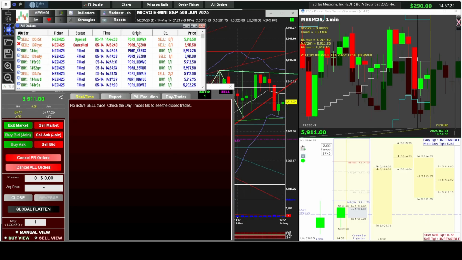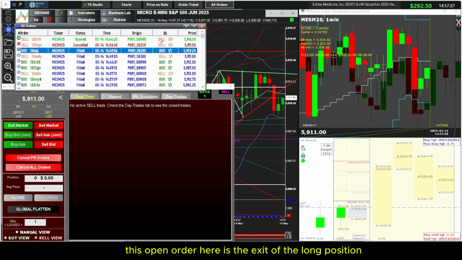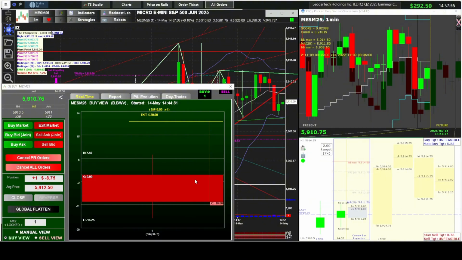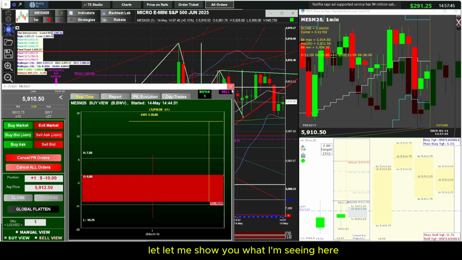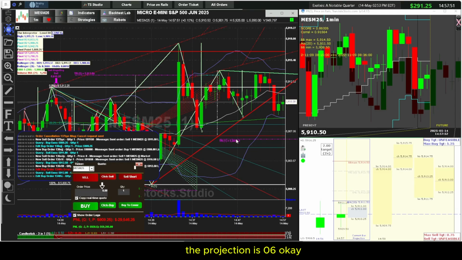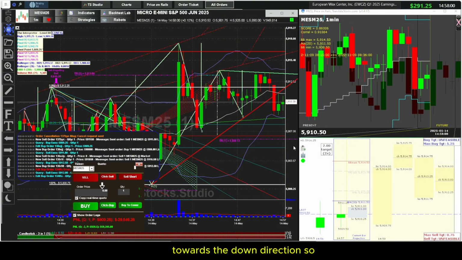Okay, it just canceled my order. This open order here is the exit of the long position. This one. And maybe I can have another entry. Then let me show you what I'm seeing here. This is a triangle. We have a breakout on this. The projection is 0.6.